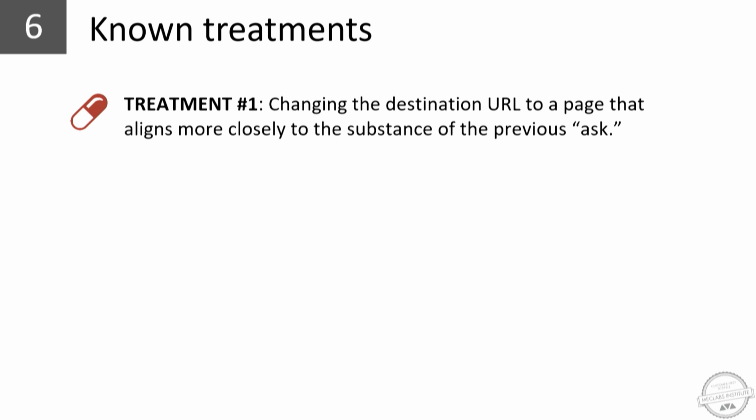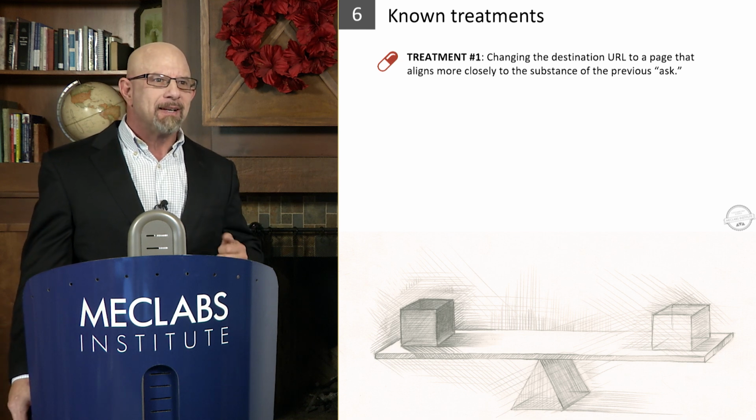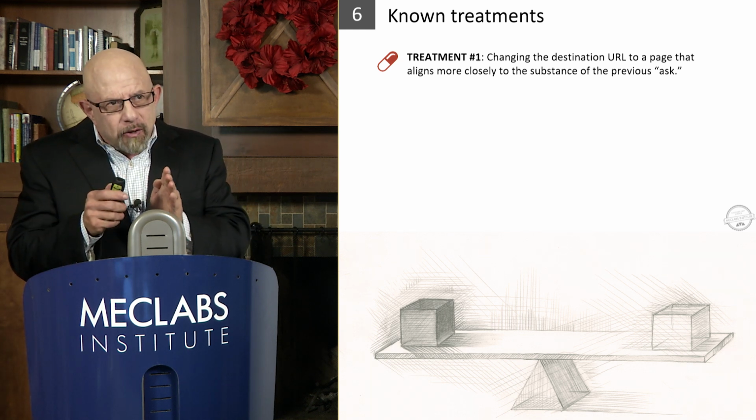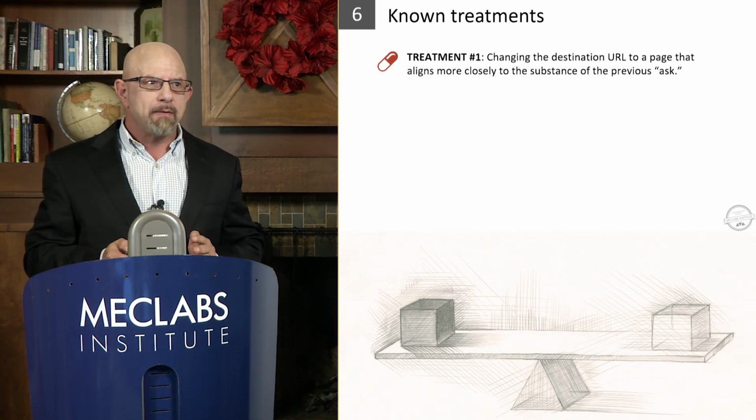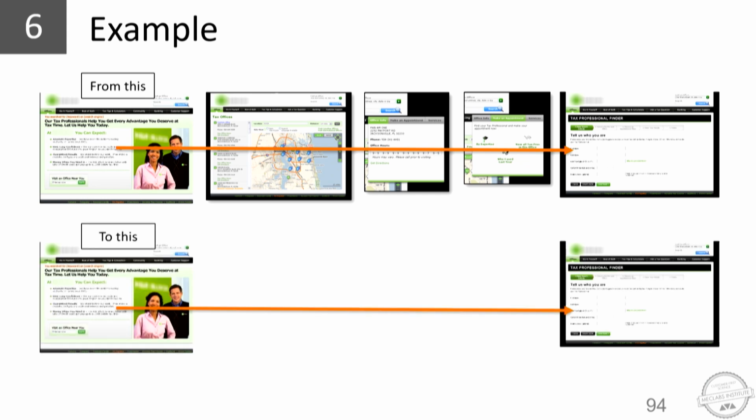All right, treatment 1, changing the destination URL to a page that aligns more closely to the substance of the previous ask. When I say treatment, this is like a medical treatment. So change the destination URL to a page that aligns most closely to the substance of the previous ask. Like, do you see all this from this to this? We didn't need those pieces in between. But you know what we did need?